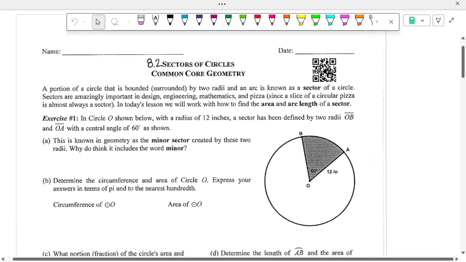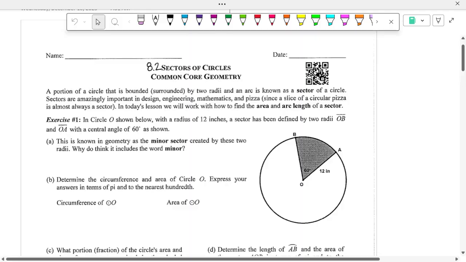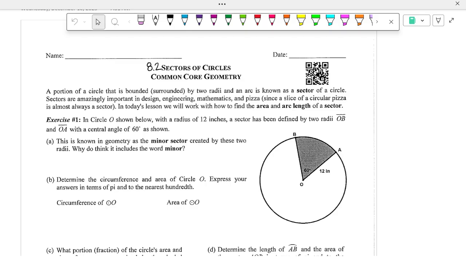All right. So before we can talk about sector area and arc length and the formulas used to find them, we first need to figure out, okay, what am I actually doing? All right.